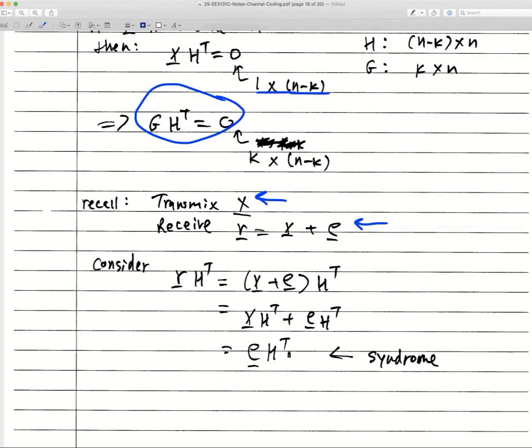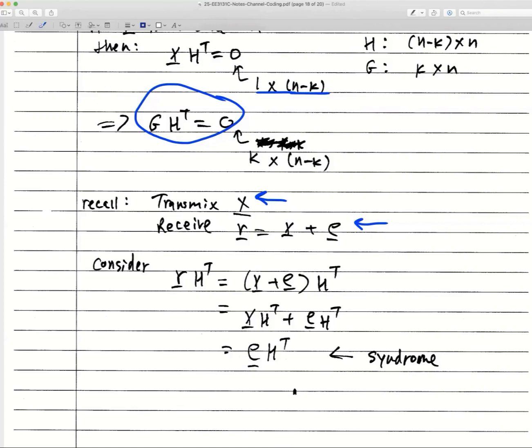So you actually get a look at the error. You don't know what E is, but you get a look at the error. You get EH transpose, and this is called the syndrome. What we're going to do is the same thing as before. We're going to go through all possible syndromes, meaning all possible error patterns, multiply them by H transpose, and figure out what to do. Because I generated the error pattern, I know how to correct it. I'm going to build a syndrome lookup table just like I did for the 7-4 Hamming code.